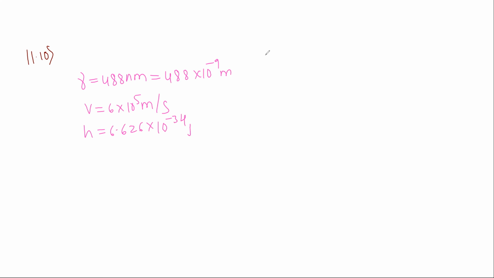11.10. So let us see what they have asked. From the question, frequency of the incident photon is nu equal to 488 nanometer. Converting it to meters, 488 into 10 to the power of minus 9 meter. Maximum speed of the electron v is equal to 6 into 10 to the power of 5 meter per second. Planck's constant h is equal to 6.626 into 10 to the power of minus 34 joule second. Mass of the electron m is equal to 9.1 into 10 to the power of minus 31 kg.